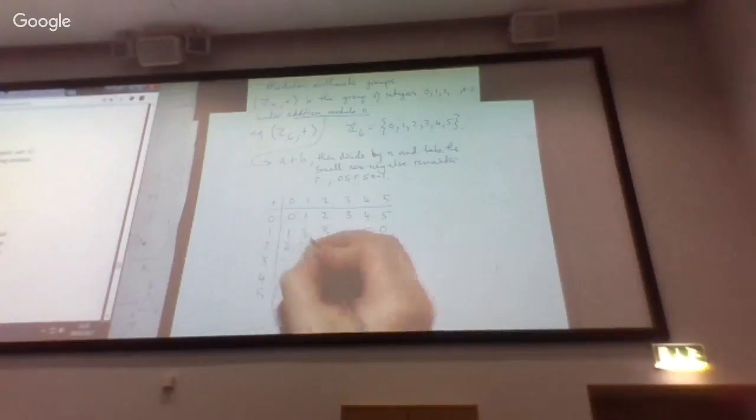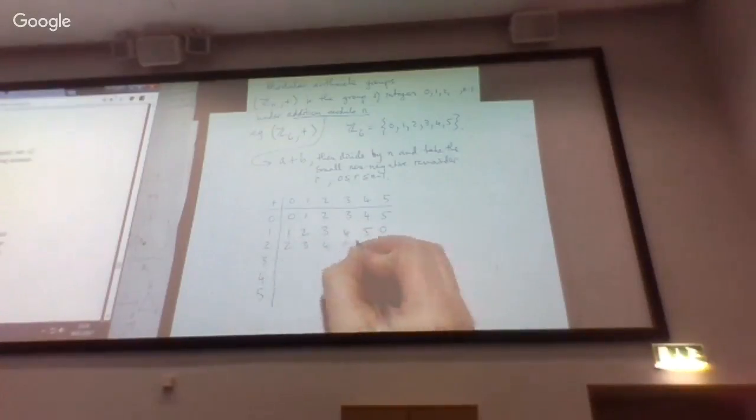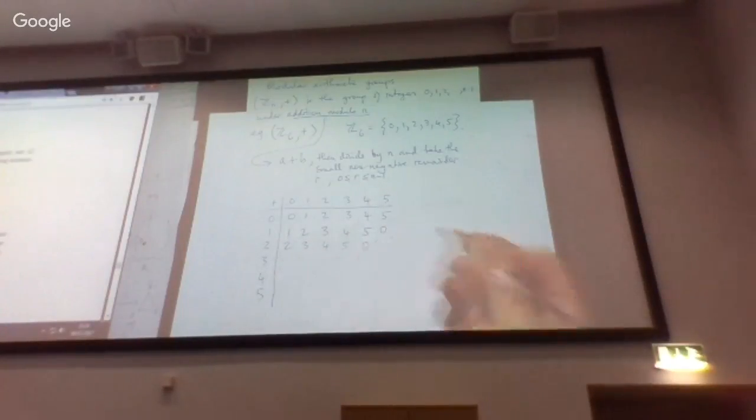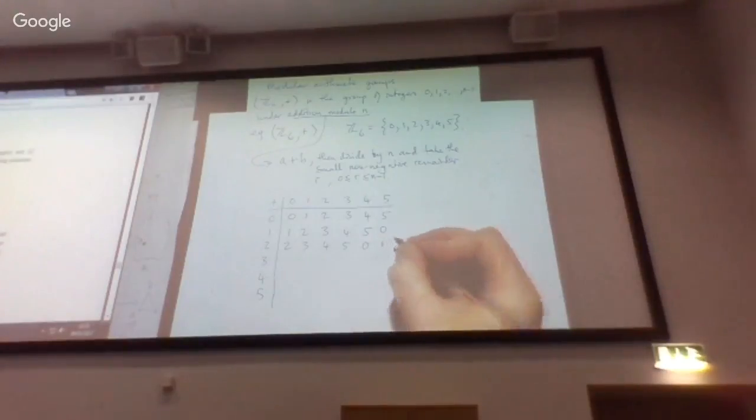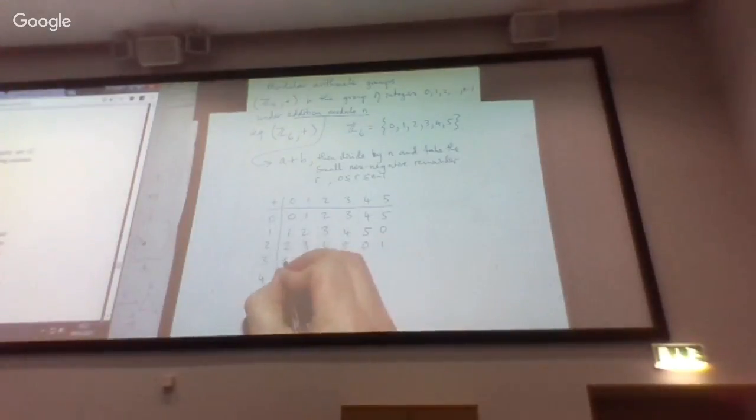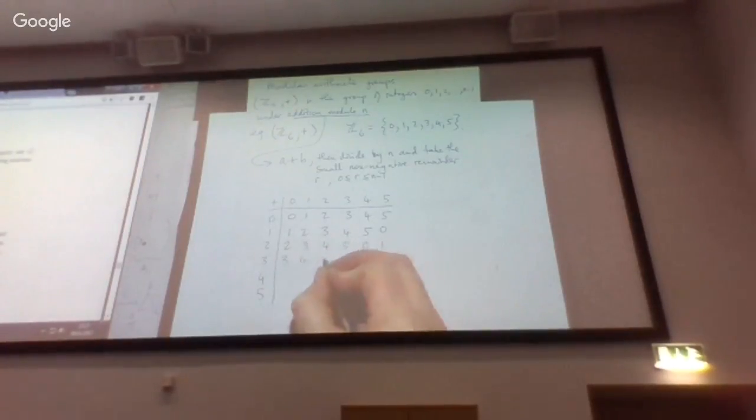Same way you can add 2 to anything. If you add 2 to 4, you get 6, which modulo 6 is 0. If you add 2 to 5, you get 7, which modulo 6 is 1, because you can divide 7 by 6 and it leaves a small remainder of 1. You add 3 to everything, same way, 0, 1, 2. You add 4 to everything. Then add 5 to everything.